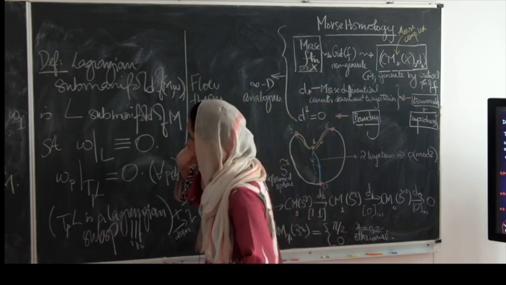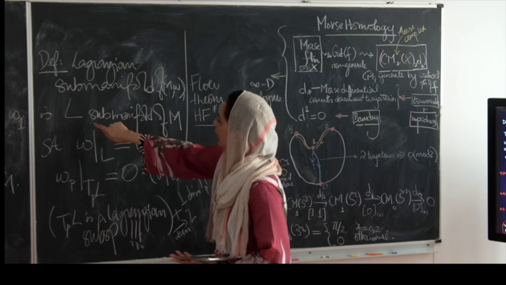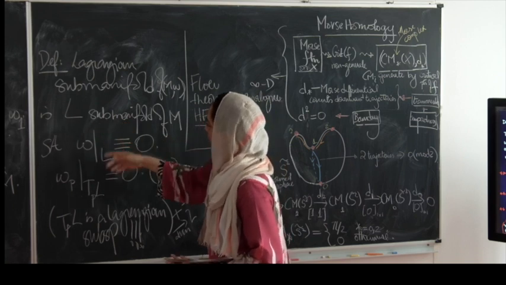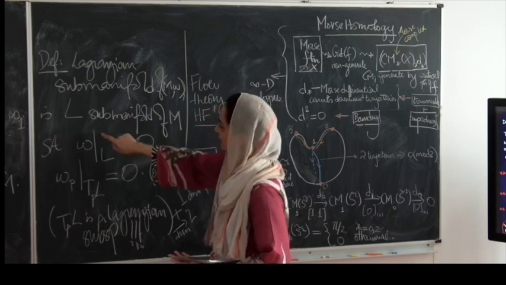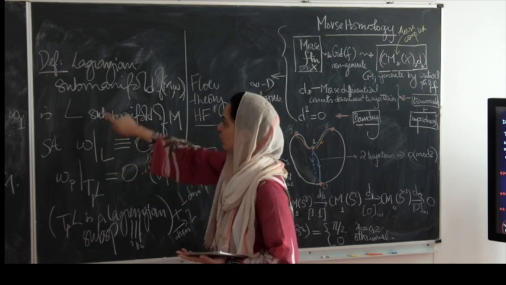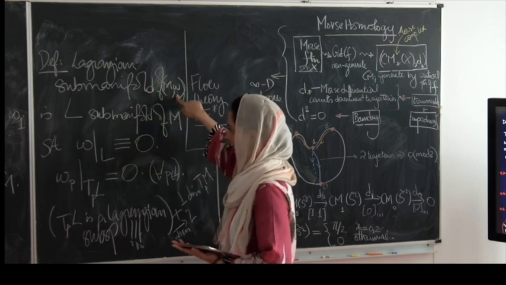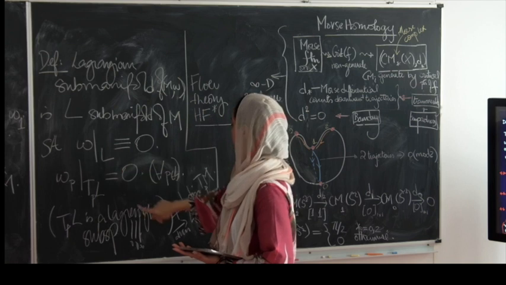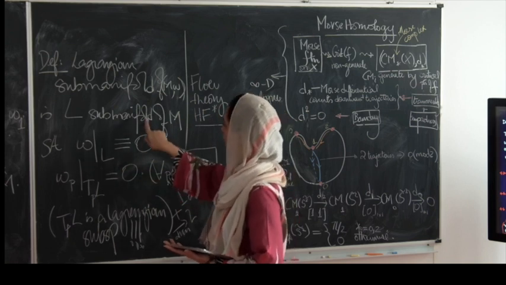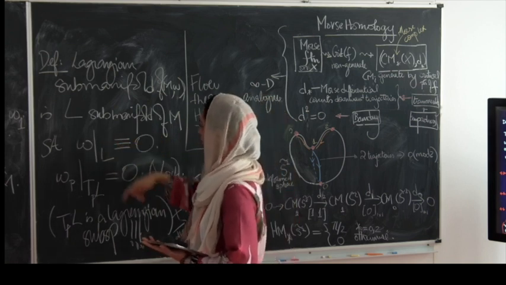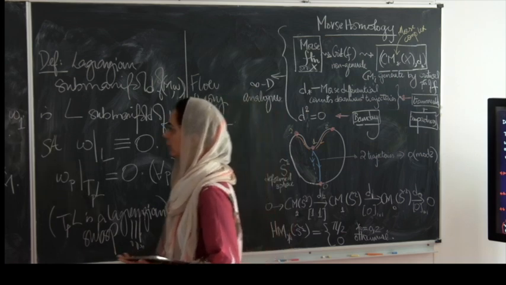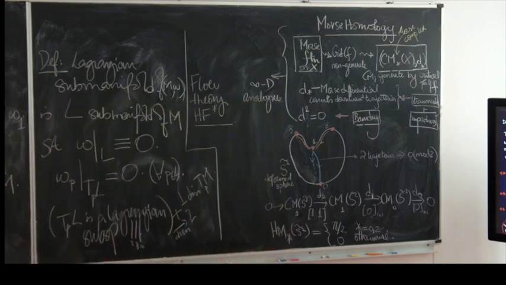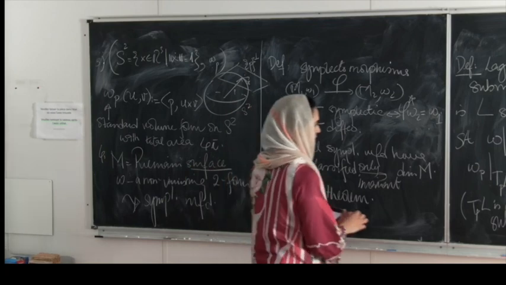Okay? So just two things to remember. If you want to be fancy, you can say these are maximally isotropic submanifolds of M. Or you can say that it's a half-dimensional submanifold of M on which the symplectic form vanishes.